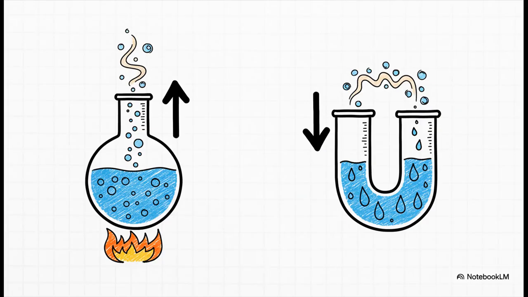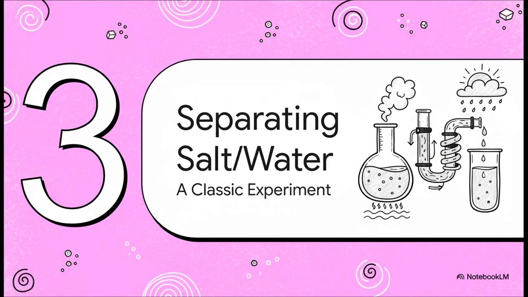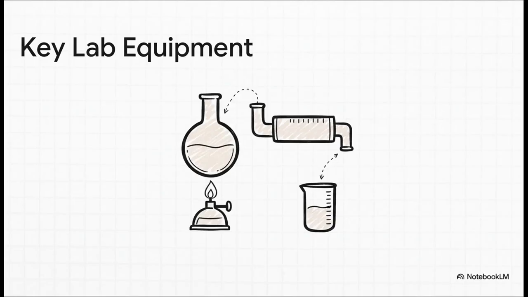So at its heart, all we're doing is forcing these two changes of state to happen. We use heat to boil the liquid into a gas, and then we use cold to condense that gas back into a pure liquid, leaving all the impurities behind. All right, let's make this real with the classic lab experiment, taking salty water and making it completely pure, just like nature does. To pull this off, you just need a few key pieces of gear.